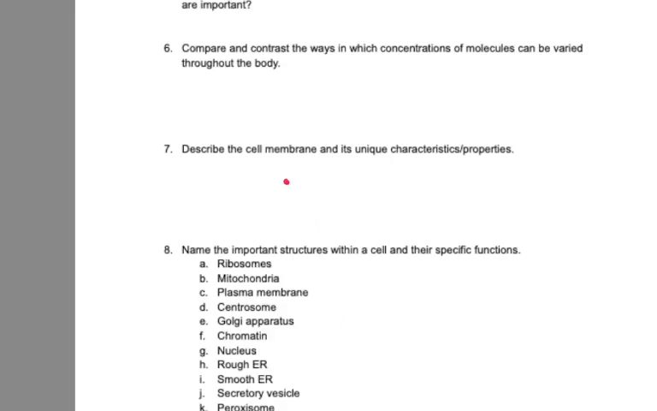All right, that would take care of our comparing and contrasting the two types of feedback. Why are these mechanisms important? Well, it helps us maintain homeostasis. Compare and contrast the ways in which concentrations of molecules can be varied throughout the body.